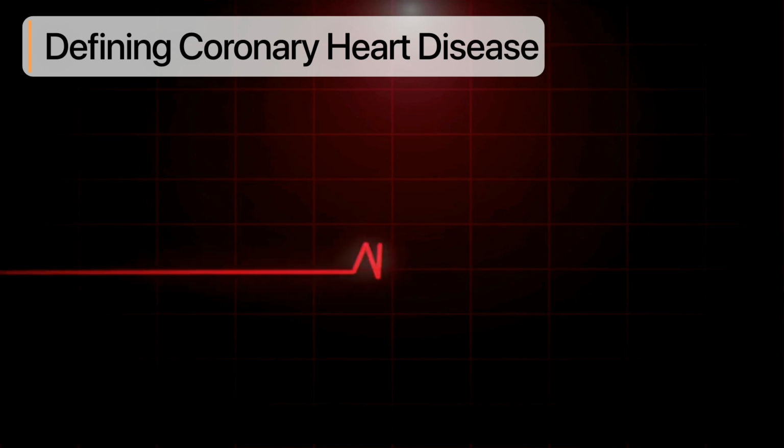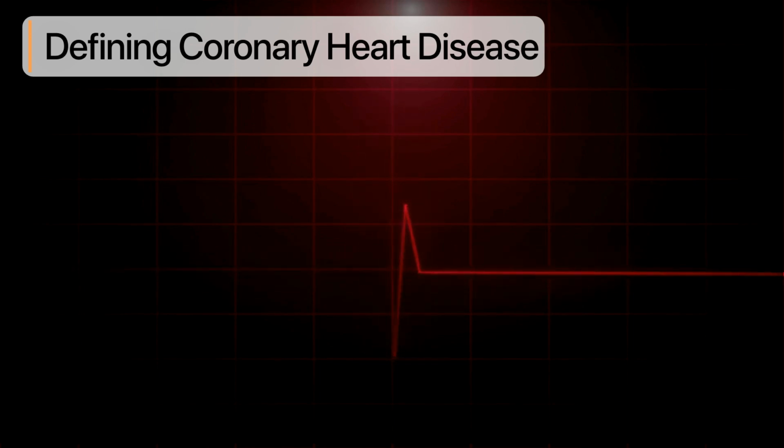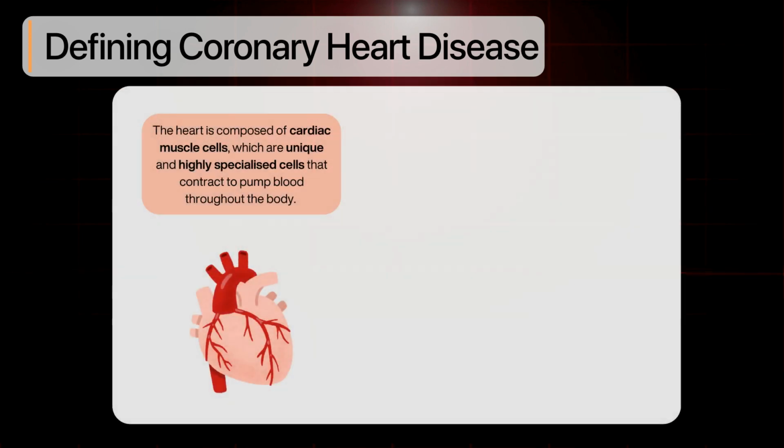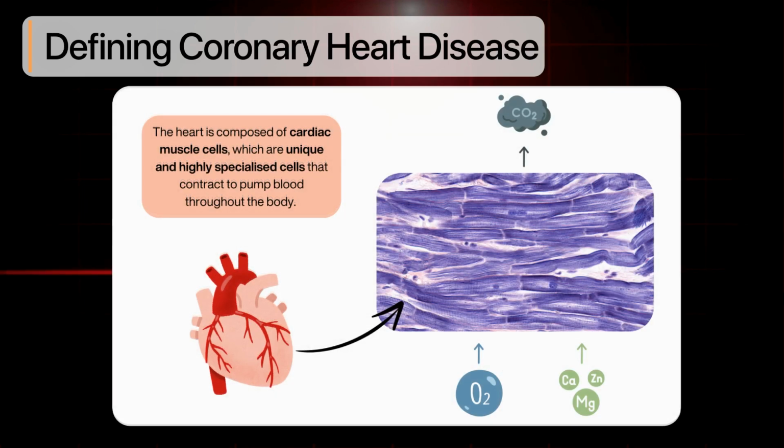To start, let's get familiar with the heart's structure and its blood supply. The heart is composed of cardiac muscle cells, which are unique specialized cells that contract to pump blood throughout the body. Like all other cells in the body, these cardiac muscle cells need a steady supply of oxygen and nutrients to function effectively. They also need to remove waste products such as carbon dioxide.